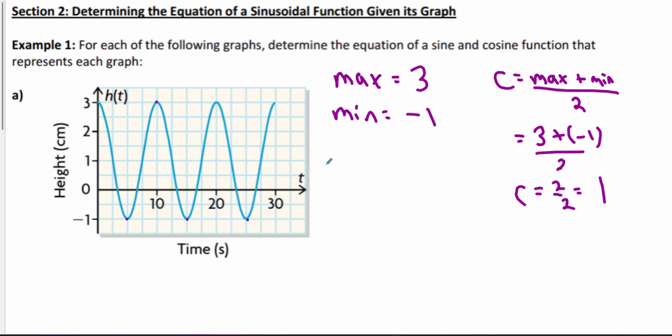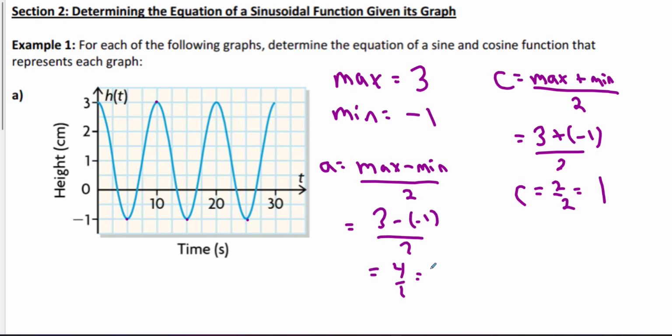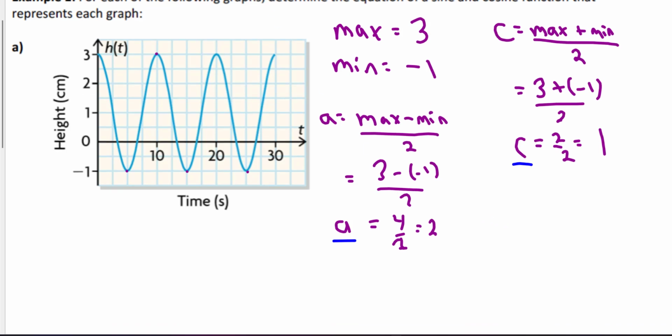What's my A value? My A value is equal to max minus min divided by 2. That's 3 minus -1 over 2, which is 4 over 2, which is 2. My A value is 2. So off the bat, we've already figured out 2 of the 4 transformations, our A value and our C value. Next, we figure out the K value. How do we figure out a K value? We have to figure out the period from the graph.